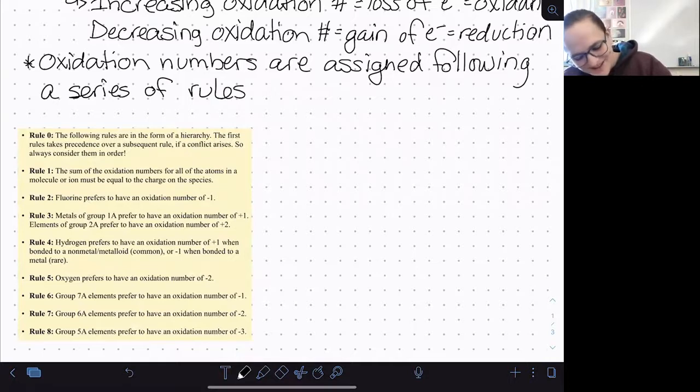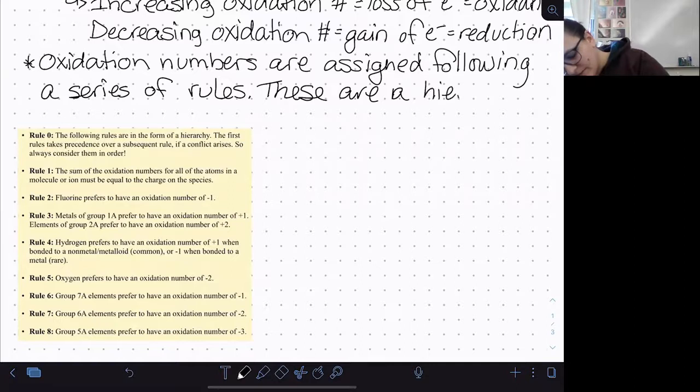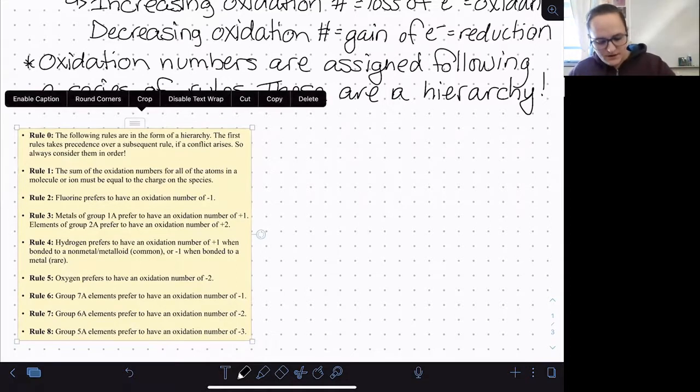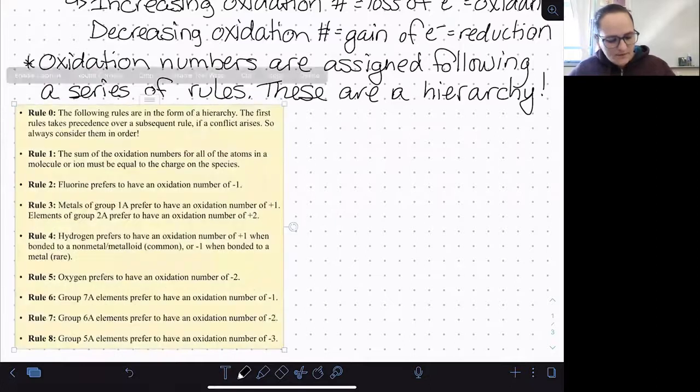Following a series of rules. And these rules are a hierarchy. It is really, really important to remember that. So essentially these rules, which I've got right here, are, for the most part, the preferences of various elements. Certain elements tend to most commonly have certain oxidation numbers, but they don't all have an equal strength of preference. Some things have stronger preferences than others, and not everything can always get its way. Not everything always gets to have its preferred oxidation number. So you always want to consider these rules in order.